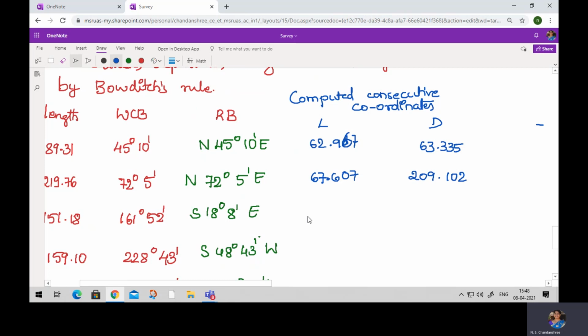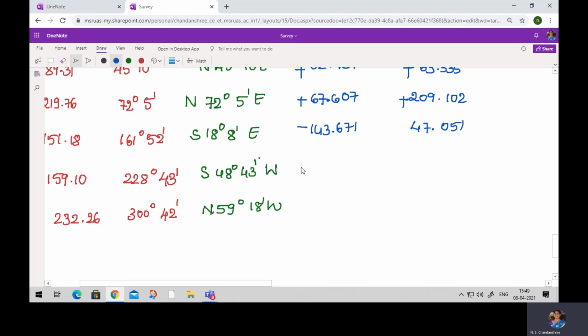For the third line CD, now latitude is in south. South means latitude has a negative value, departure value is in east, so it is positive. So if you want to write the sign, we can mention here. Next, for the line CD, the latitude value is 143.671. Departure value is 47.051.